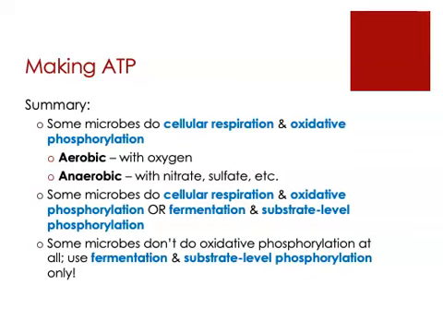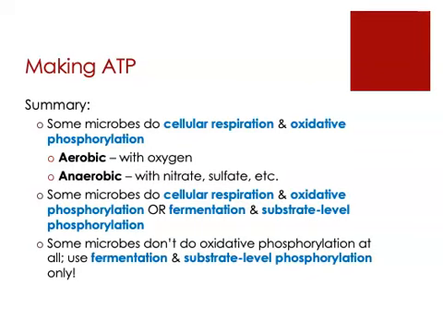So, some microbes are going to do cellular respiration and oxidative phosphorylation to make their ATP. If they're aerobic organisms, they're going to do it with oxygen. If they're anaerobic organisms, they're going to do it with some other molecule, like nitrate or sulfate or something else. The purpose of the cellular respiration and the oxidative phosphorylation is to make ATP, and to make it quite efficiently for the ongoing energy needs of the cell.